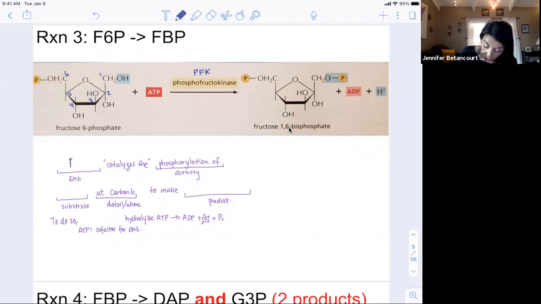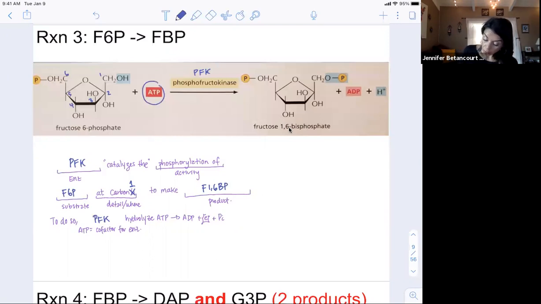So the enzyme PFK catalyzes, in this case, the phosphorylation of what is the substrate? F6P, at, it's not carbon number 6, but carbon number 1, to make fructose, we say bisphosphate because of the 2, so fructose 1,6-bisphosphate. Okay. To do so, PFK hydrolyzes ATP into ADP. Thus, ATP is a cofactor for this enzyme. Boom, done. And so this is the second ATP that was used.